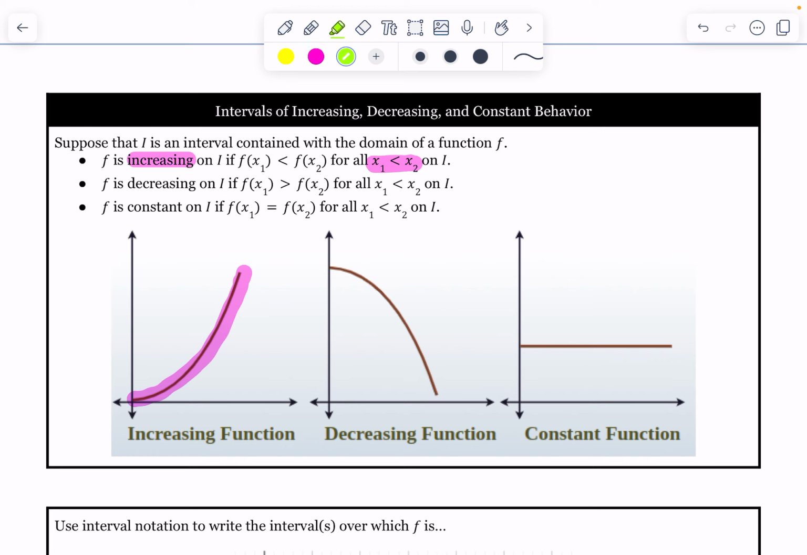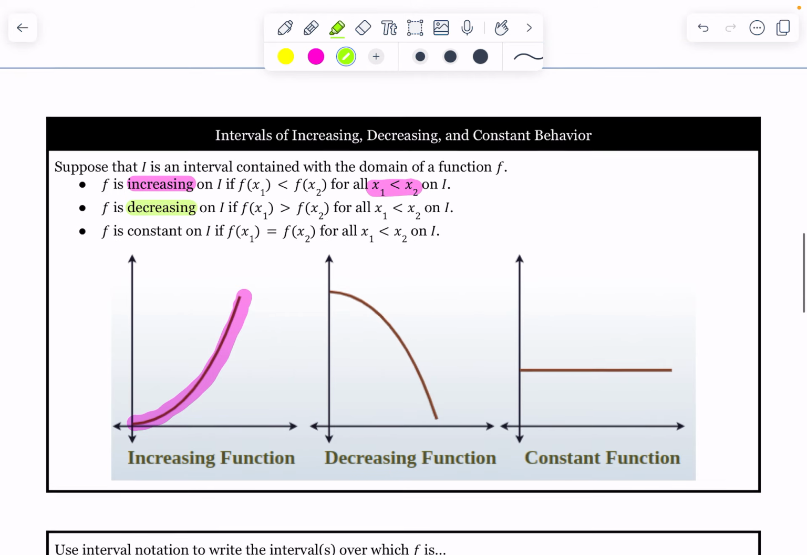Next, f is decreasing on I if f of x1 is greater than f of x2 for all x1 less than x2. So the second one is decreasing because left to right, the graph is going down. And then the last one says f is constant on I if f of x1 is equal to f of x2 for all x1 less than x2. So this last one is constant, not changing left to right.